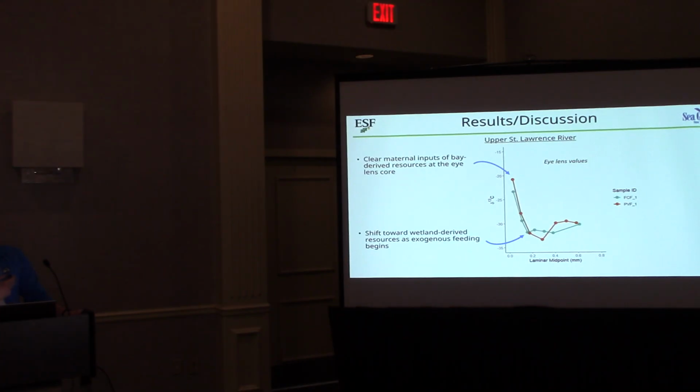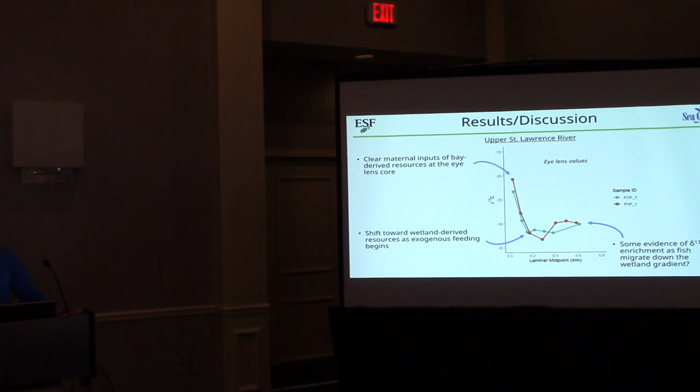Then you see a really drastic depletion of our carbon-13 stable isotope. And that can almost certainly be attributed to these fish starting to feed exogenously up in these shallow wetland habitats. From there, we start to get a little bit more enriched. So that's some evidence of these fish moving back down that wetland gradient towards the bay habitats, but it's not quite as significant of a shift as I would have expected.